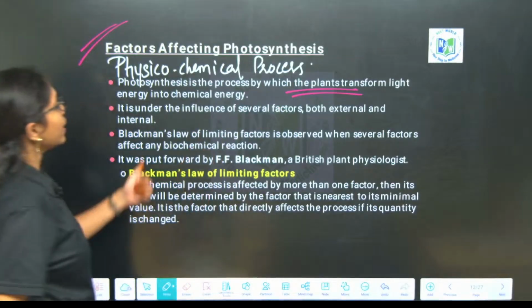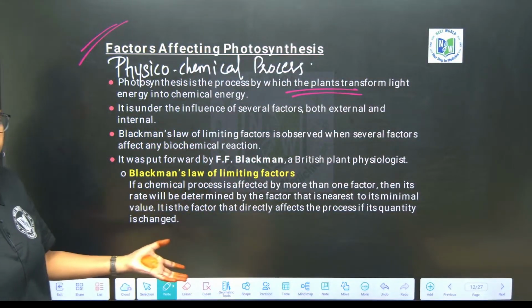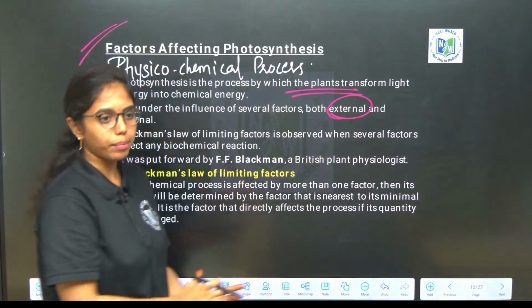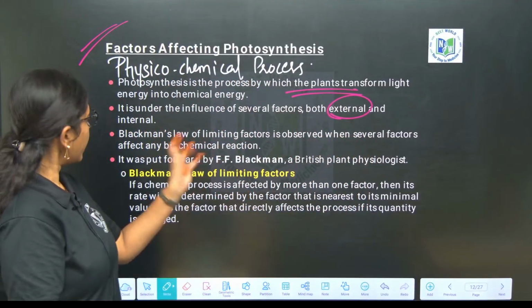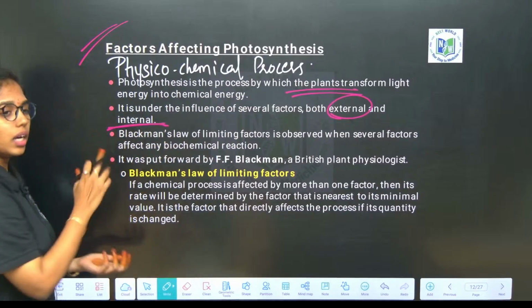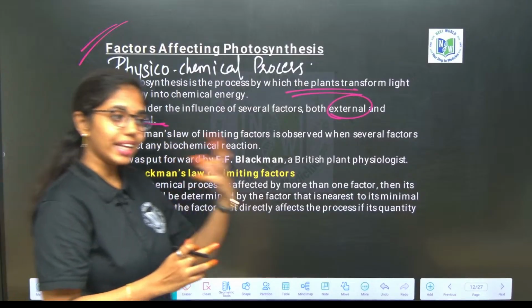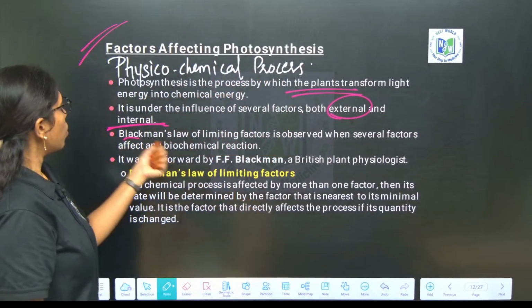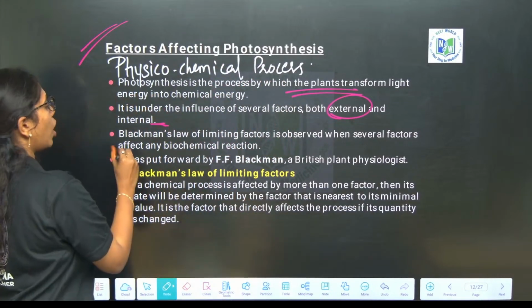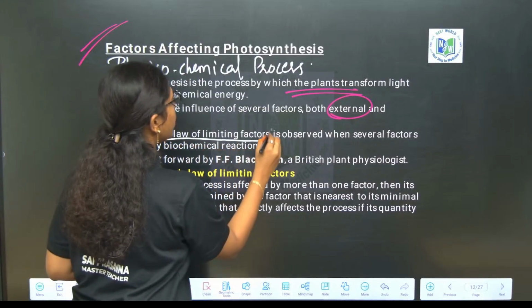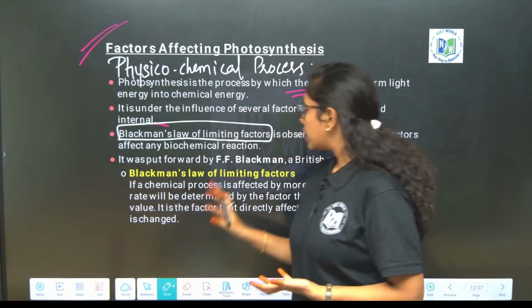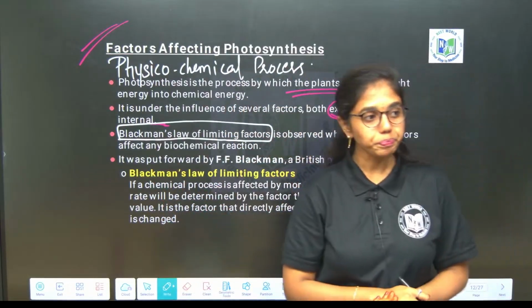Fine. And it is under the influence of several factors, be it external factors like sunlight, temperature, water, carbon dioxide, humidity, and internal factors as well, like amount of chlorophyll, leaf size, leaf shape. These are all internal factors. So here comes the concept of Blackman's law of limiting factor. I will tell you what this person said in the year 1905.